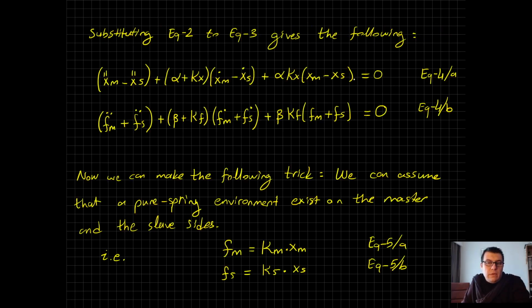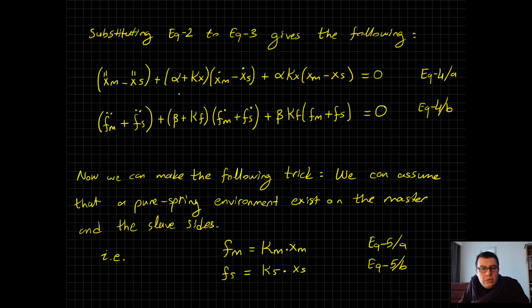Well, in equation 4b, one can write down the following. So simply go back to the previous equation, equation 4b, and just replace F master double dot by K master X master double dot and F slave double dot by K slave X slave double dot.